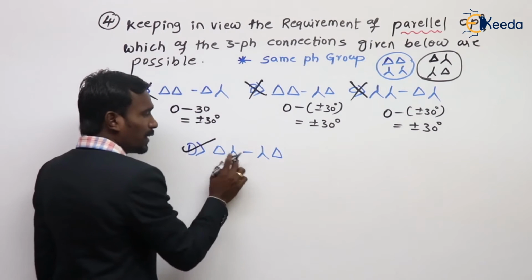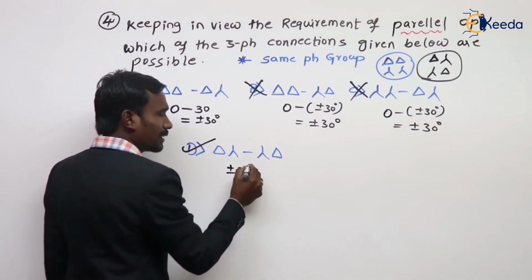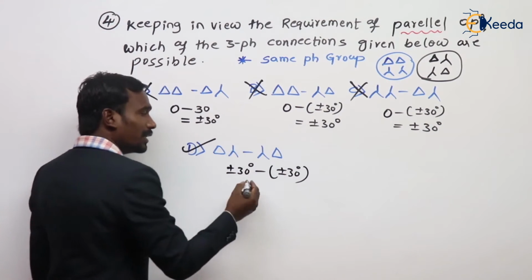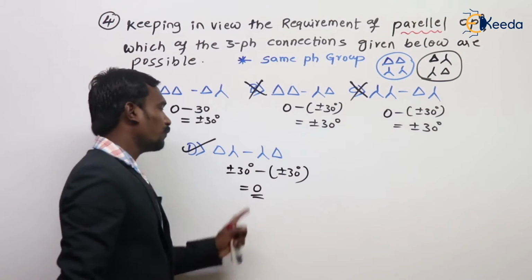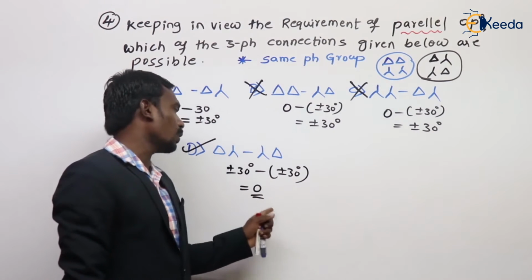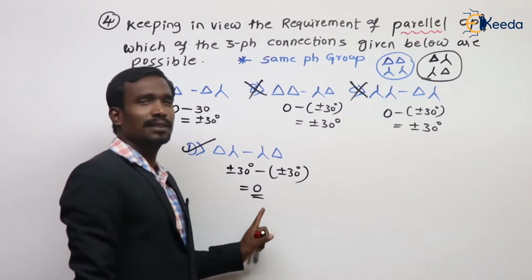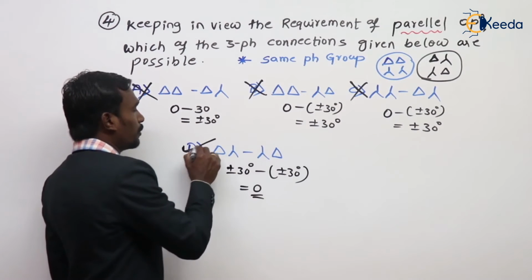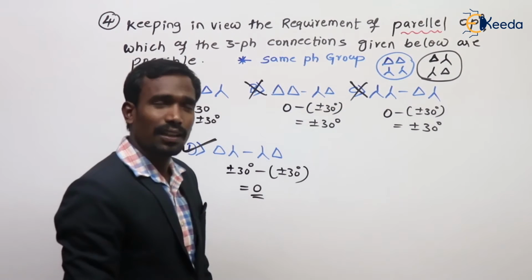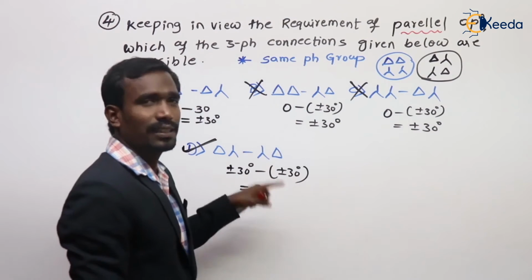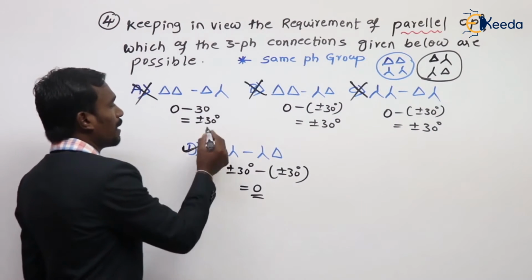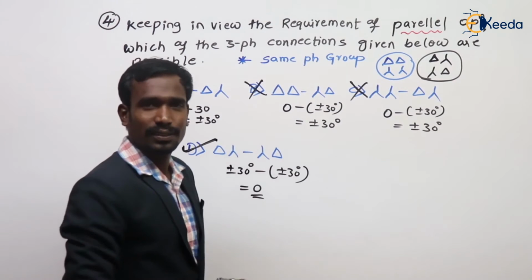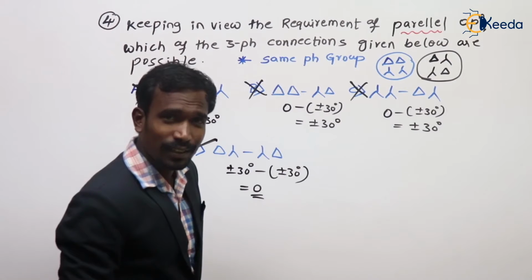But here for delta star plus or minus 30 degrees, for star delta plus or minus 30 degrees, it may be 0 also. If both are minus 30, 0. If both are plus 30, 0. So there is a possibility to get 0. So there is a possibility of parallel operation. Among all these, this is the more preferable parallel operation. This is very important for us. Is it okay? Right, sir.